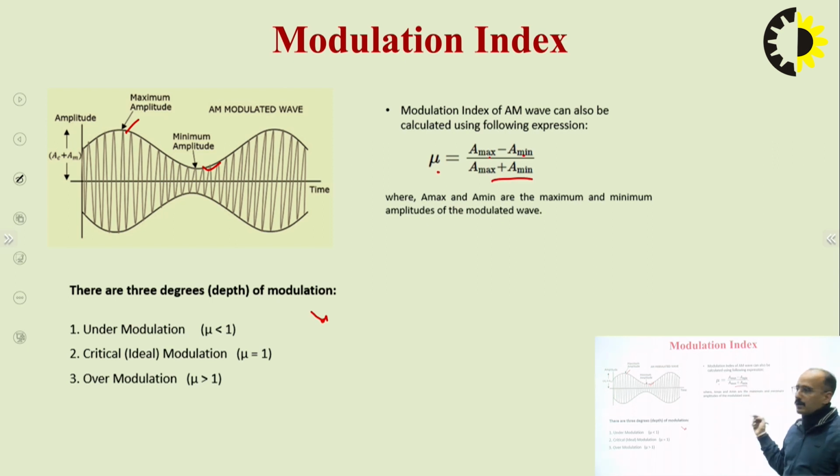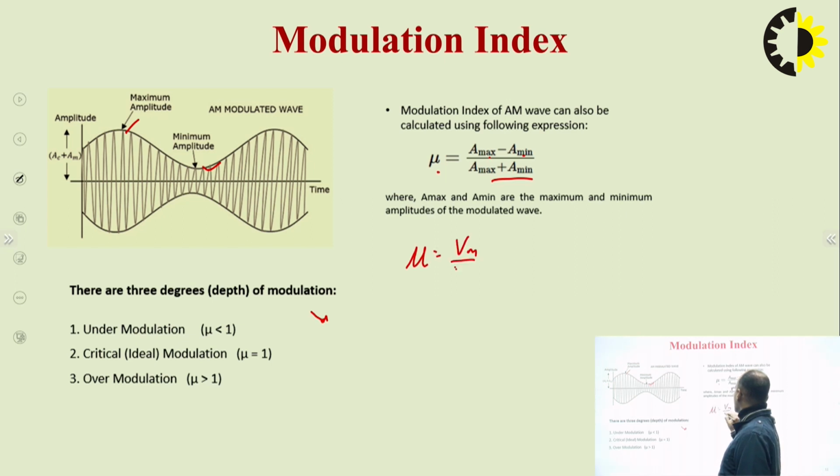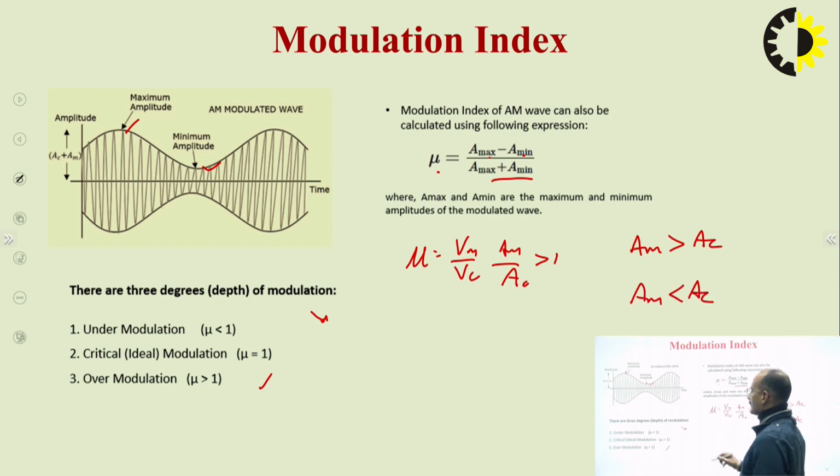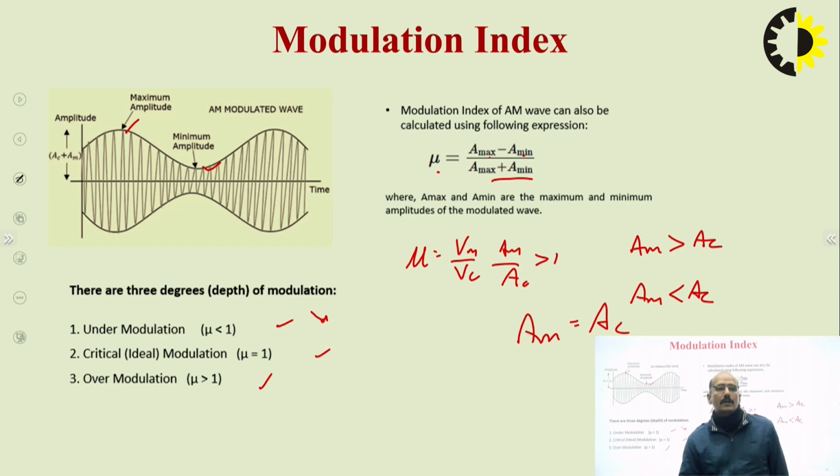And as per this modulation index, there are three possibilities. The possibilities are whether this mu, that is Vm by Vc or Am by Ac, is greater than 1. It means when Am is greater than Ac, then we will get the over modulation case. When Am is less than Ac, we will get the under modulation case, and when Am is equal to Ac, we will get the critical or ideal modulation waveform.